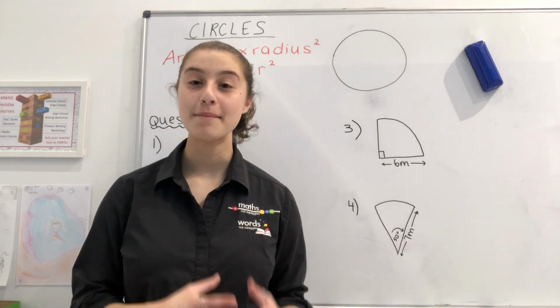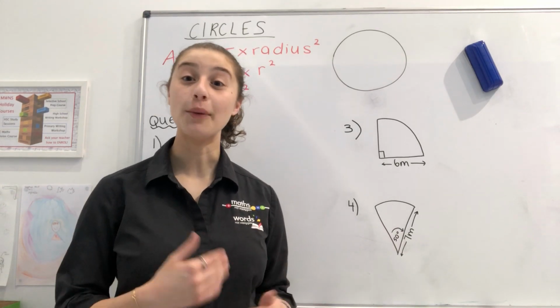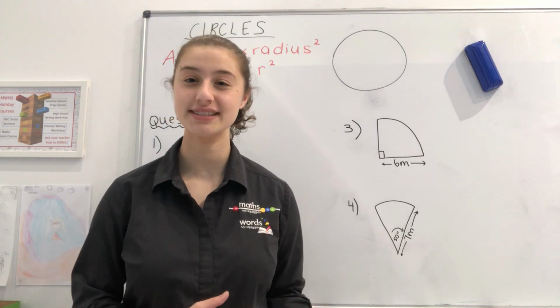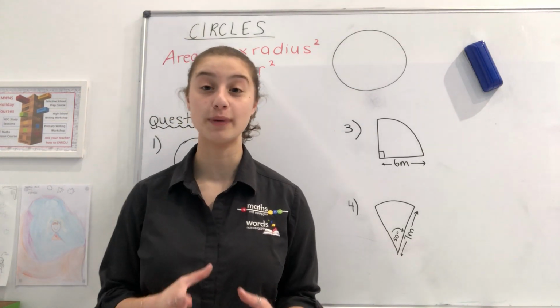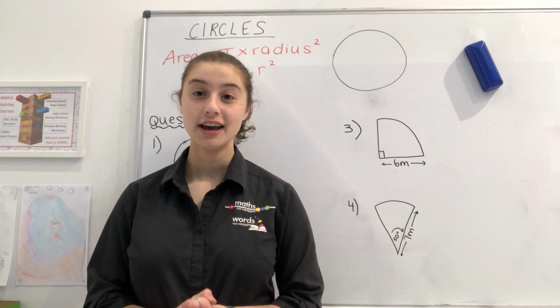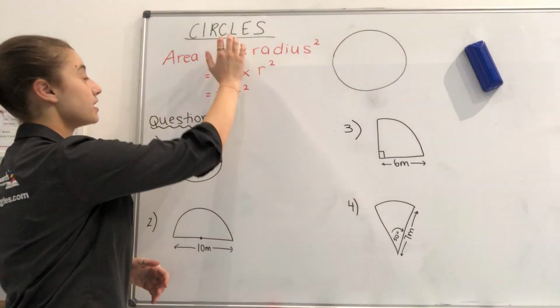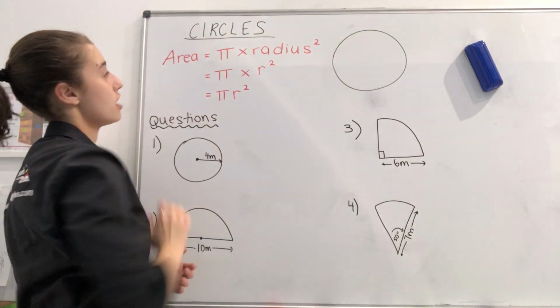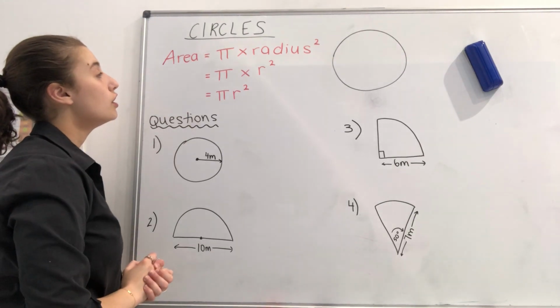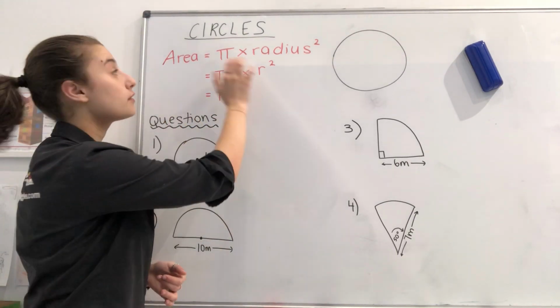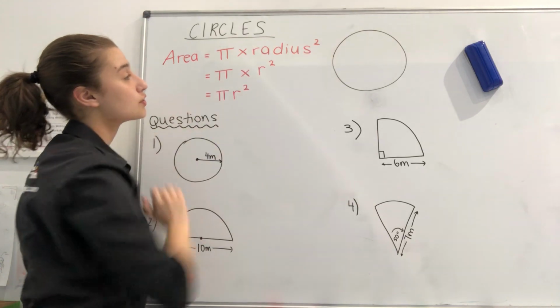The ability to remember formulas and, more importantly, knowing how to apply them to a range of questions is an enormous and critical part of high school mathematics. So I thought today we would have a look at circles and more specifically finding the area of different circles. So let's begin with the formula. The formula is pi times radius squared.